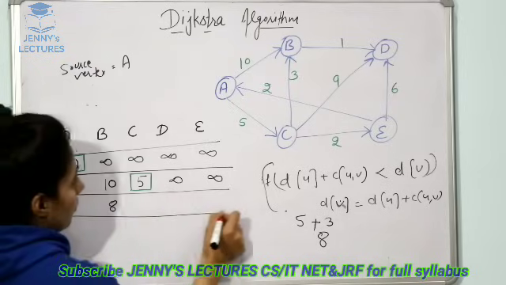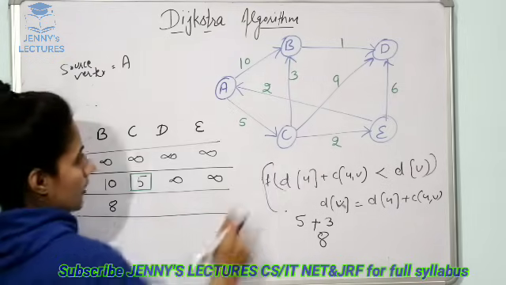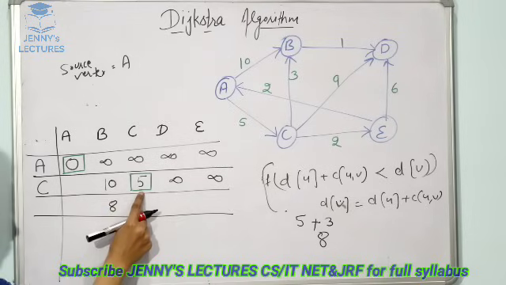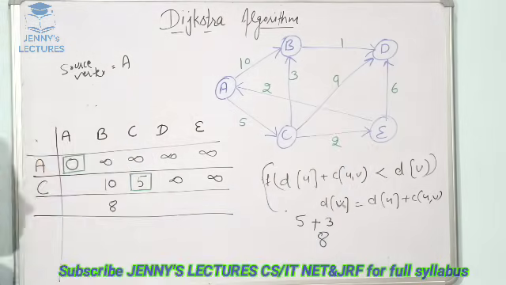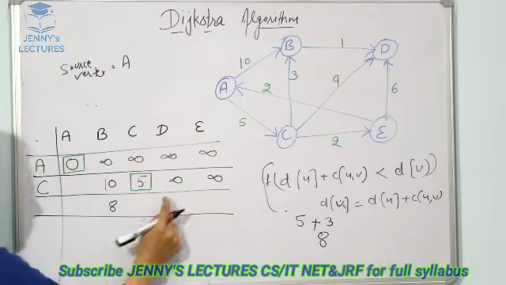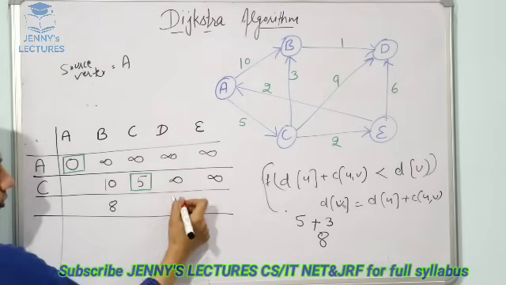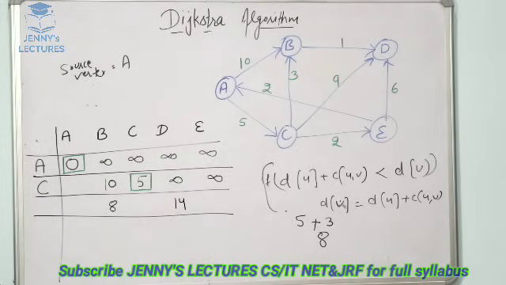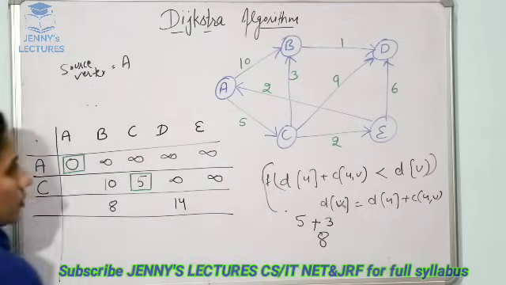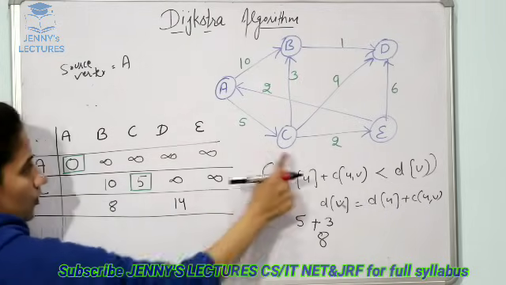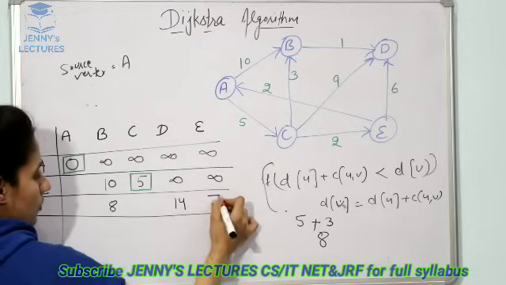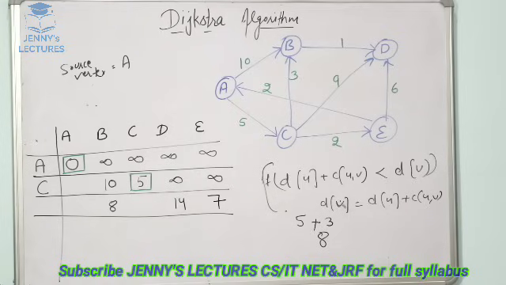Now next, from C to D, distance of C is 5. The cost of this edge is 9, so 5 plus 9 is 14. And previously it was infinity, and 14 is obviously less than infinity, so we will update this. From C to E, what is the distance? Distance of C is 5. 5 plus 2 is 7, so we will update this. We will not write this 5 again because we have already selected this 5.